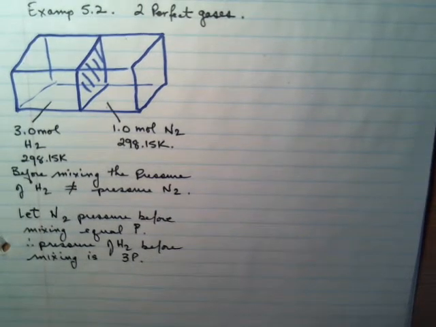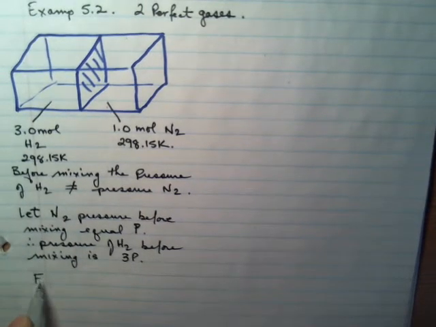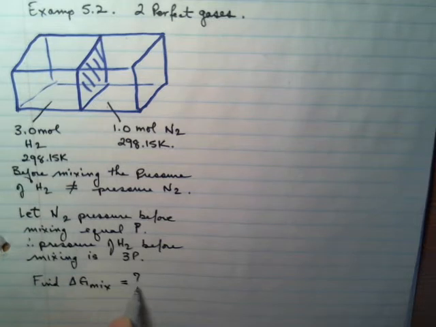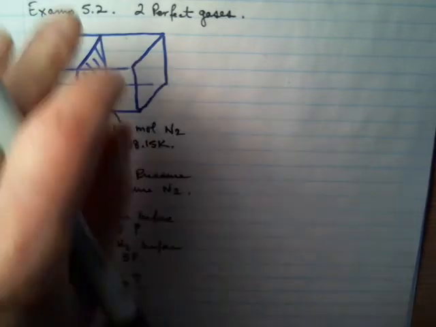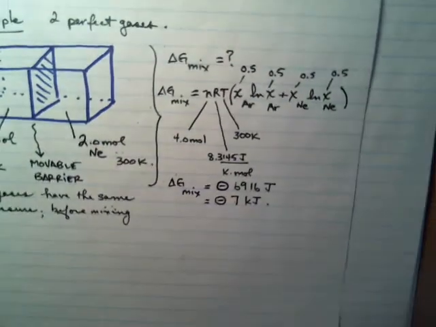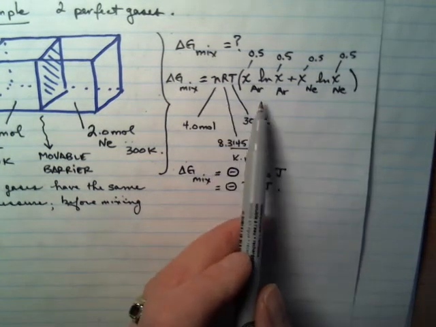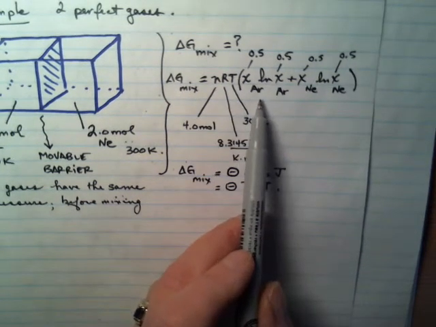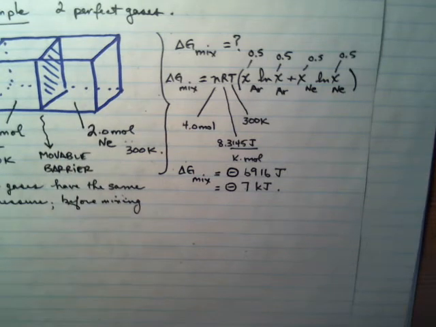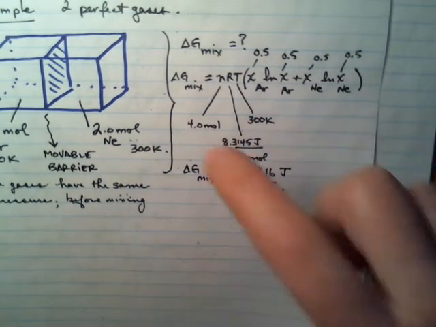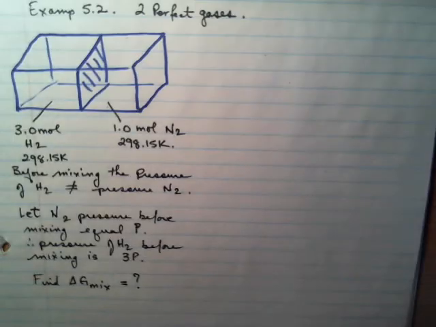So what I want to do is, again, find delta G of mixing. But I can't plug into the formula that I did here, and the reason is because I'm not starting with equal pressures, so it's not as straightforward. So you want me to put this kind on the exam, right?